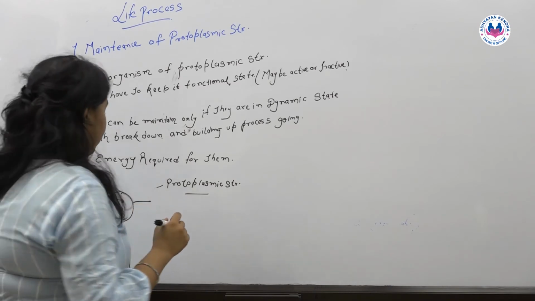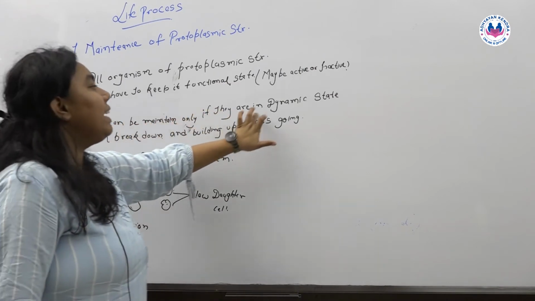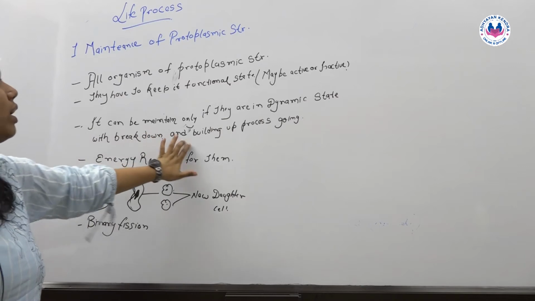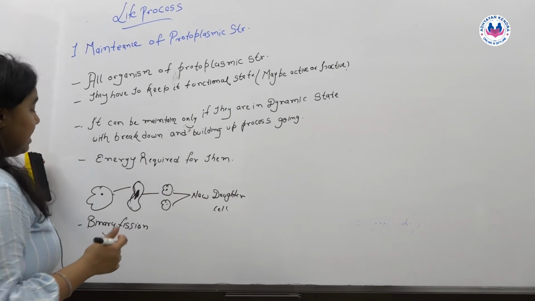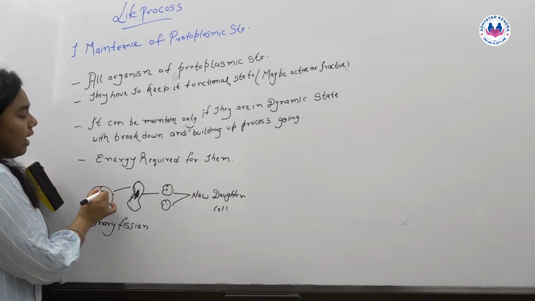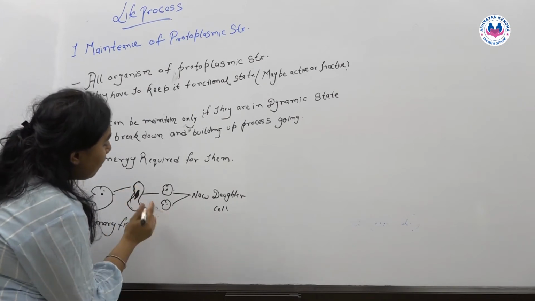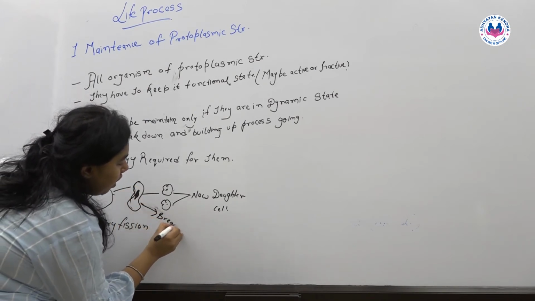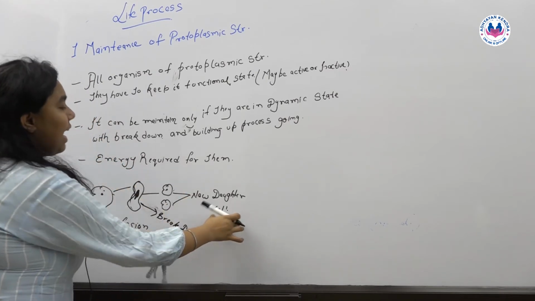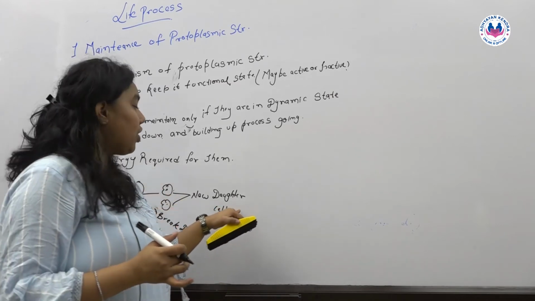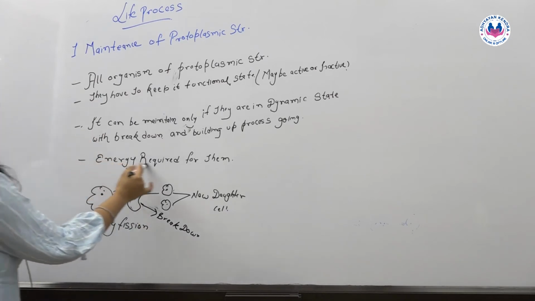As I said, it can be maintained only if they are in a dynamic state with the breakdown and building up process ongoing. As we studied in earlier classes, in binary fission, a cell is about to break down, through which new daughter cells arise, and these two daughter cells start the functioning of the new life form in every organism. Third, energy is required for them.